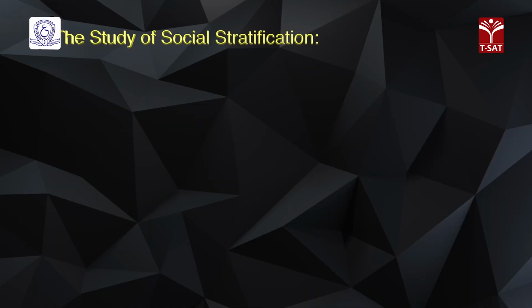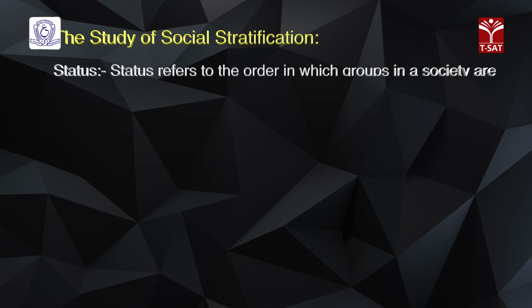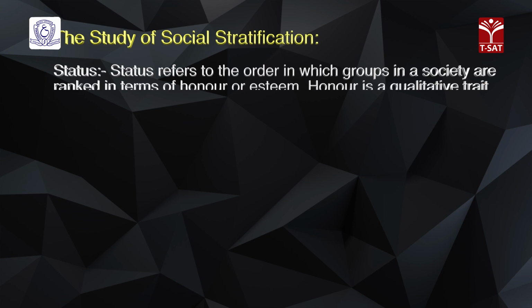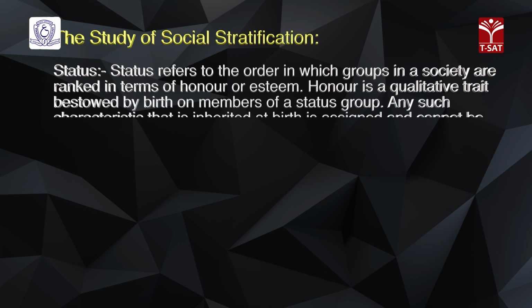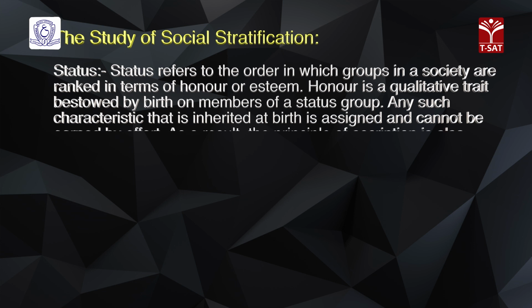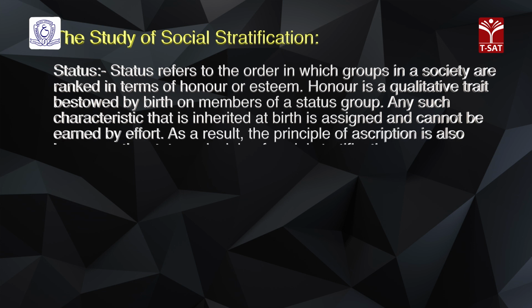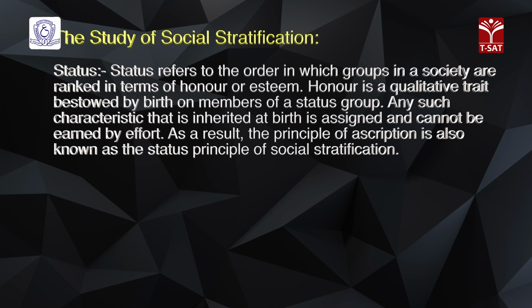Status is the most basic principle of social stratification. In the terminology of social stratification, status refers to the order in which groups in a society are ranked in terms of honor or esteem. Honor is a qualitative trait bestowed by birth on members of a status group. Any such characteristic that is inherited at birth is assigned and cannot be earned by effort. As a result, the principle of ascription is also known as the status principle of social stratification.